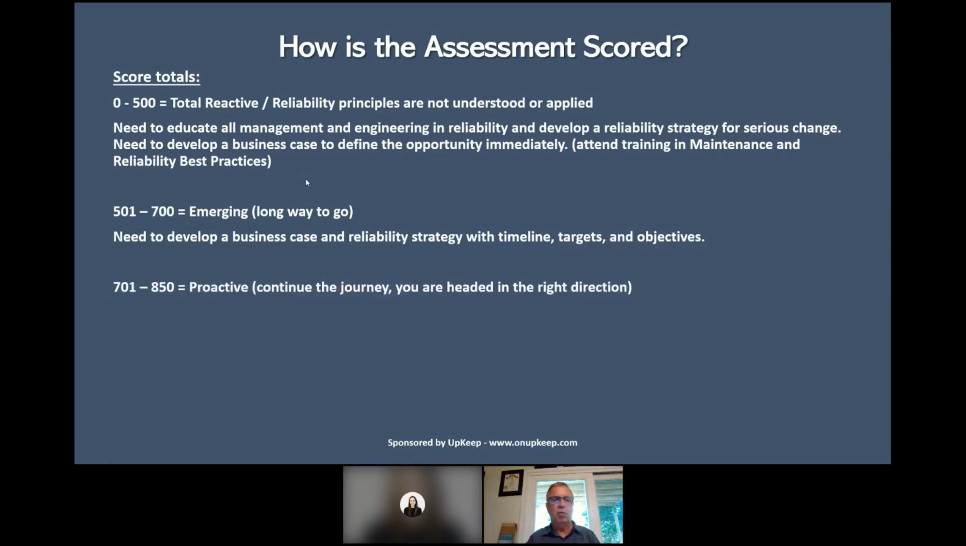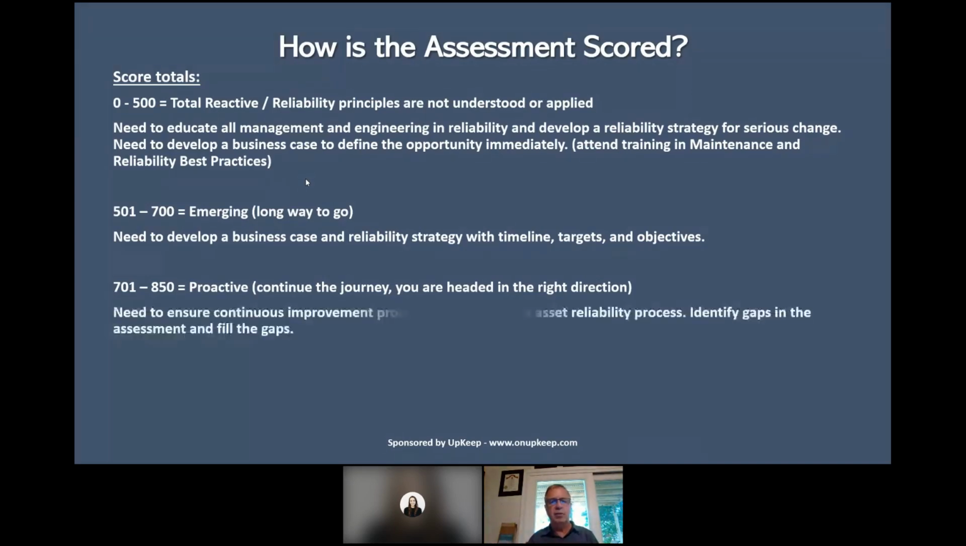701 to 850, proactive, continue the journey. You're headed in the right direction. So you're making great progress. You're really doing well. And then you need to ensure continuous improvement process is built into your asset reliability process. Identify the gaps in the assessment and fill the gaps. That's what we want to do, is fill the gaps.